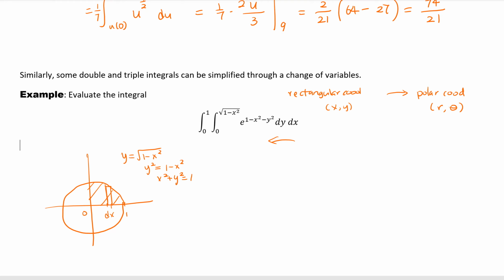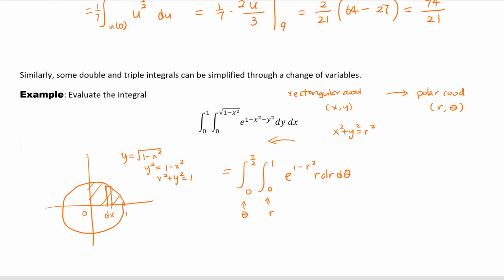Okay, so how do we change to polar coordinates? Well, how does our function change? Remember, x squared plus y squared is going to be r squared. So this is 1 minus r squared. And then we have r dr d theta. Well, theta, seeing the first quadrant, is from 0 to pi over 2. And then r is from 0 to the unit circle, 1.